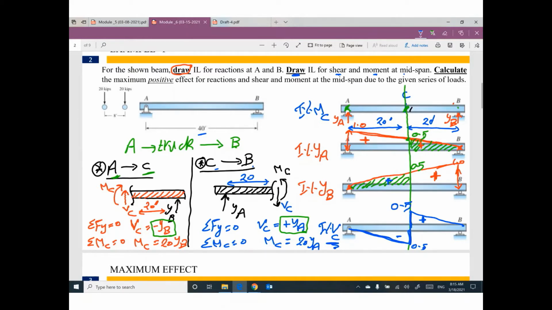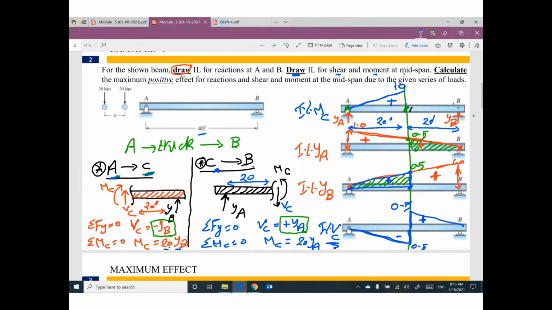For moment at C, we will repeat. From A to C, we are looking for YB times 20. From A to C, here is YB. Go ahead and multiply this triangle by 20. The same triangle, because this one is positive, this one will be positive. We didn't change the sign. But this value is 0.5 times 20, this value will be 10.